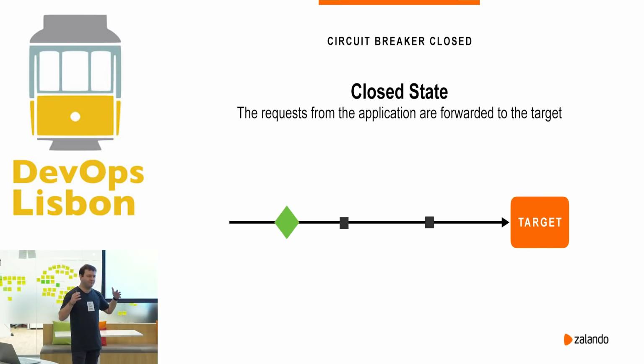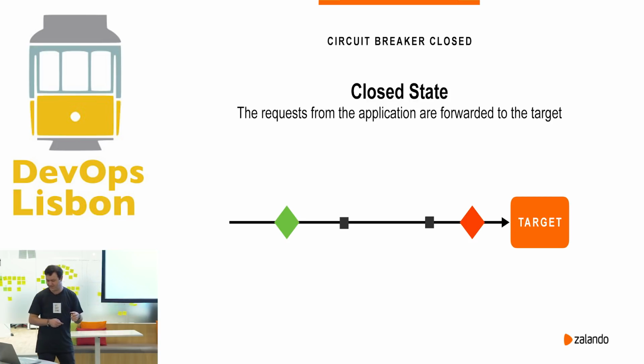Let's start with the most typical one, the one that you want to have, which is the closed state. When the circuit breaker is in the closed state, it's just a proxy, so it just forwards the request to the target. As simple as that. Everything is fine. I'm so proud of these animations. This is how it works in the closed state. It just forwards the request to the target.